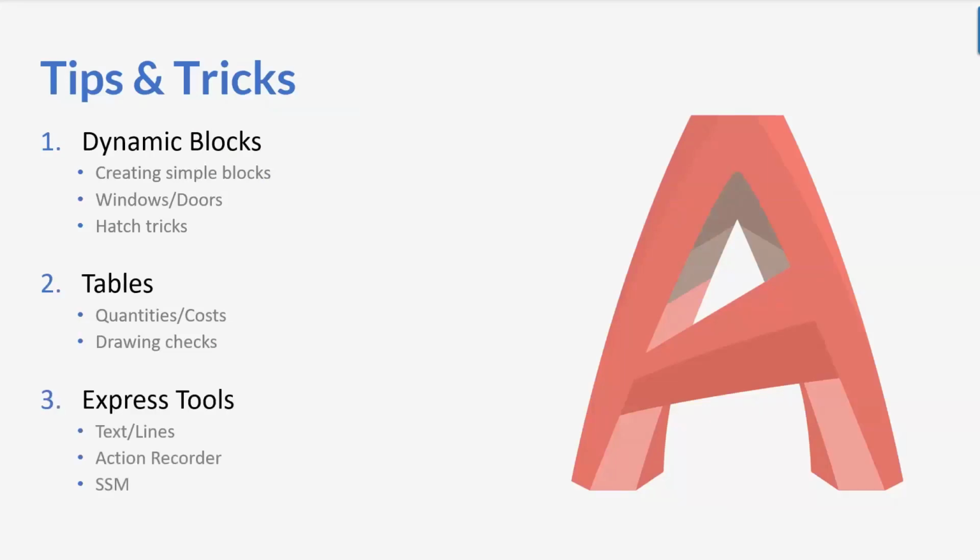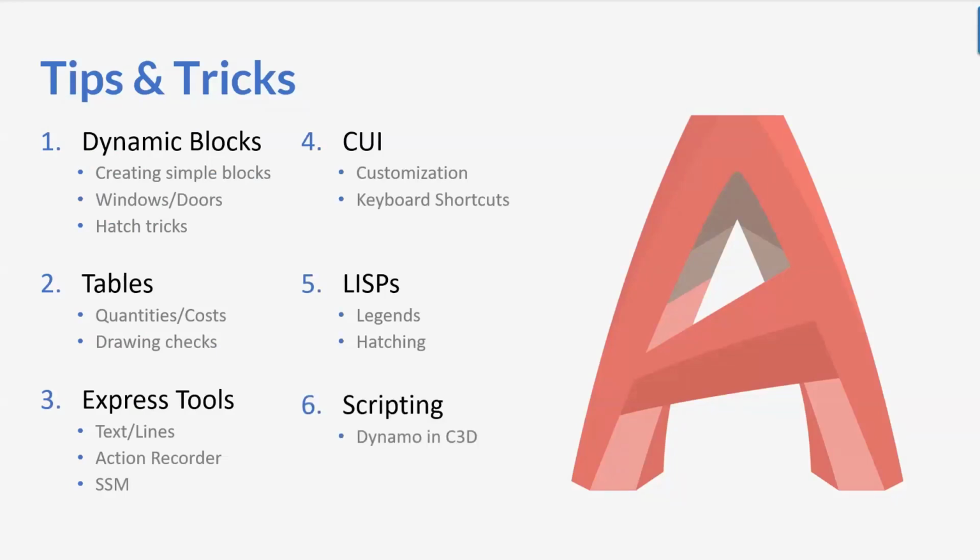Express tools are also really convenient for text and line work, as well as the action recorder and the sheet set manager. And we'll have a look at some CUI manipulation so we can do different customizations to both our keyboard shortcuts and our buttons as well, if you're a button pusher. We'll have a look at some LISPs, which are handy for creating different types of legends and hatching. And then, more of an advanced topic, we'll have a look at some scripting in Civil 3D for our AutoCAD documentation.